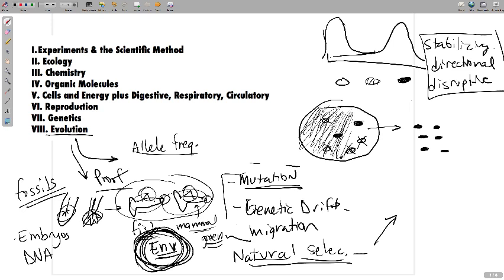Okay? What else? The beaks, finches, that is an example that proves that the environment can shape different beaks. So that was sort of like Darwin's natural selection. So that too is proof of evolution.